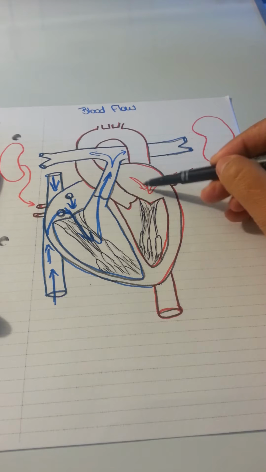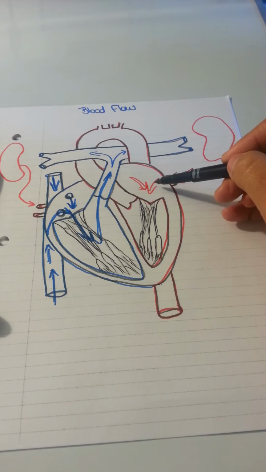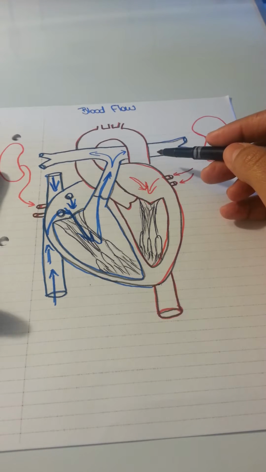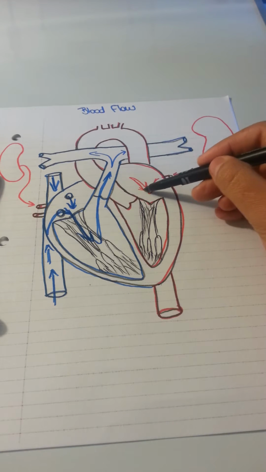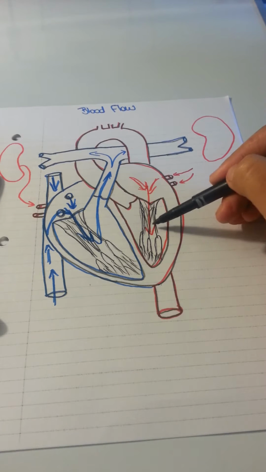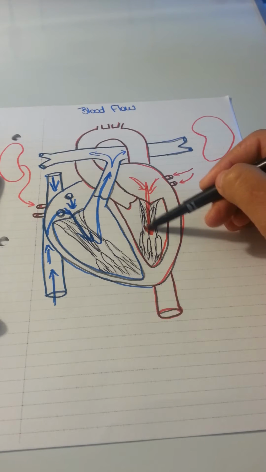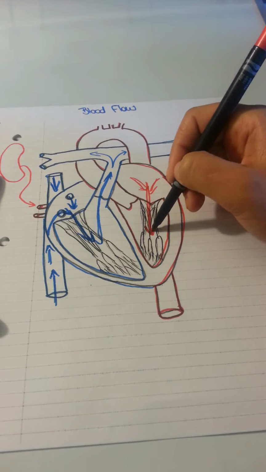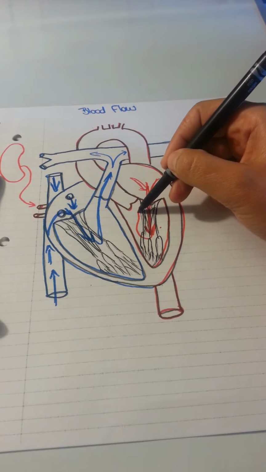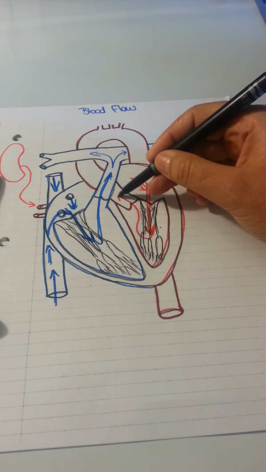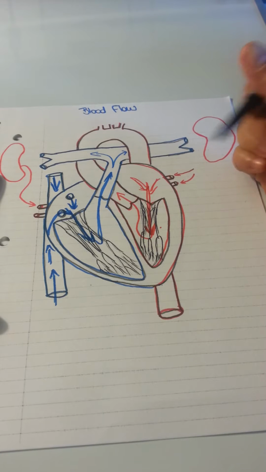So after it comes into the atrium, it squeezes, it contracts. It's called systole. And as it contracts, it pushes the blood down to the ventricles. And from the ventricles, after they contract, they go under systole, it will push the blood to the aorta.